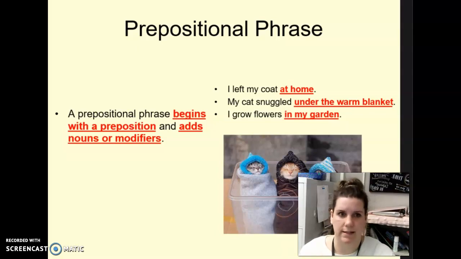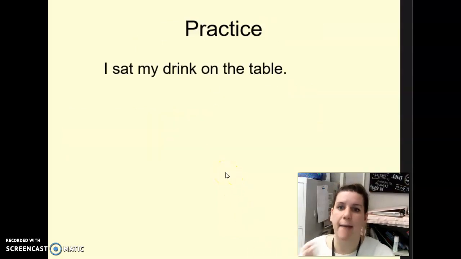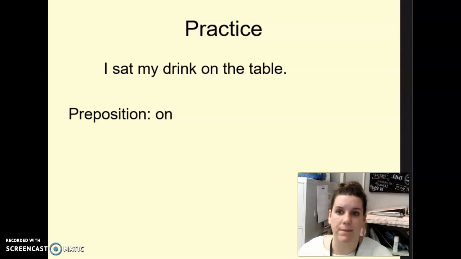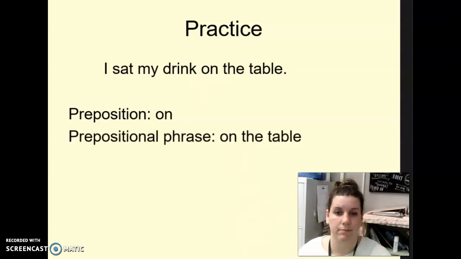So let's practice this a little bit. I sat my drink on the table. So the first thing you're going to think about is, where is the preposition? You're talking about the drink and the table. What's the relationship? Where's the drink in relation to the table? Well, the drink is on the table. So your preposition is going to be the word on. What's my entire prepositional phrase? What comes after it? On the table. Okay?